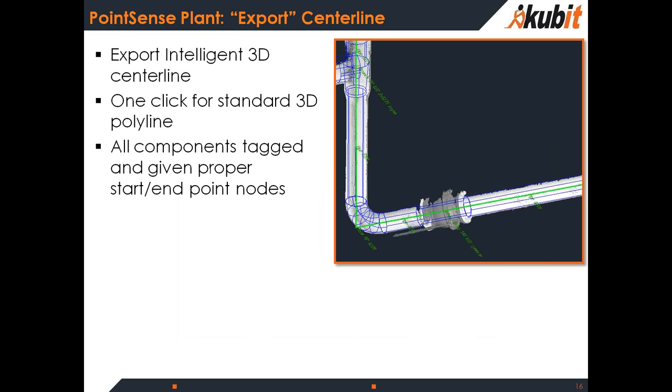We also have an export option, and in the first year's release, its job was to give you the intelligent 3D center line, to give you correct starting and end points for all of the items. It's all on its own layer, and it's just a one-click option. You click any pipe along the run, and it would flush this center line through it.